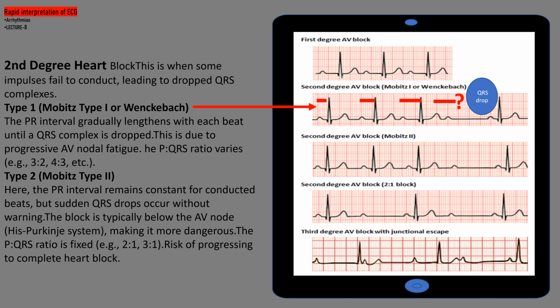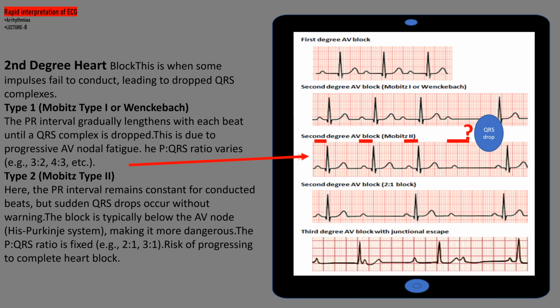The pattern repeats, usually in a fixed cycle. The ratio of P waves to QRS complexes is not equal. For example, there may be 3 P waves for every 2 QRS complexes. Type 2, which is also known as Mobitz type 2.